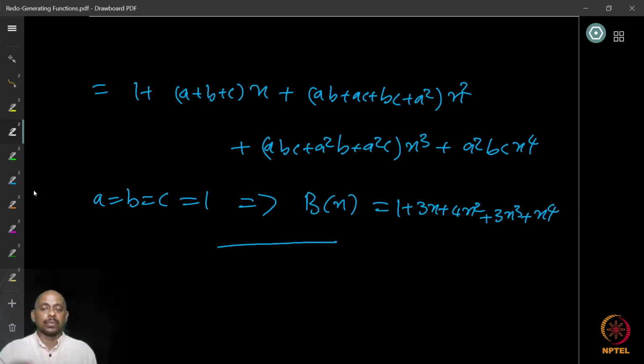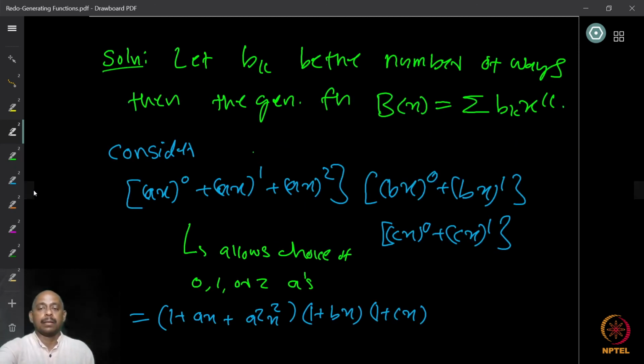So how many ways to choose? There are 4 different ways to choose 2 objects. So let us see how this can be. I can choose 2 type A objects and nothing from B or C. That is one way. Then I can choose one type A object and one type B object. That is the second way.